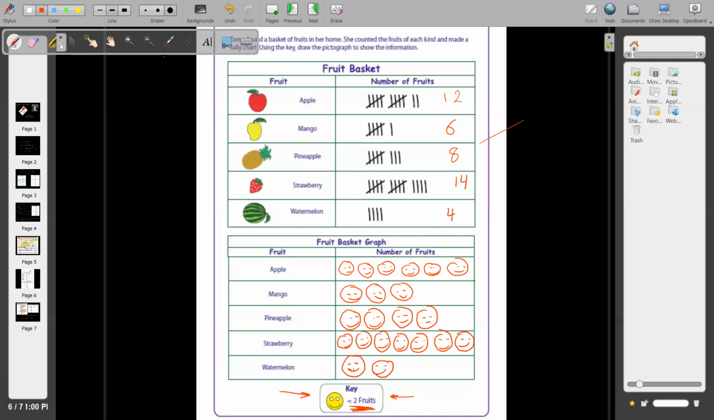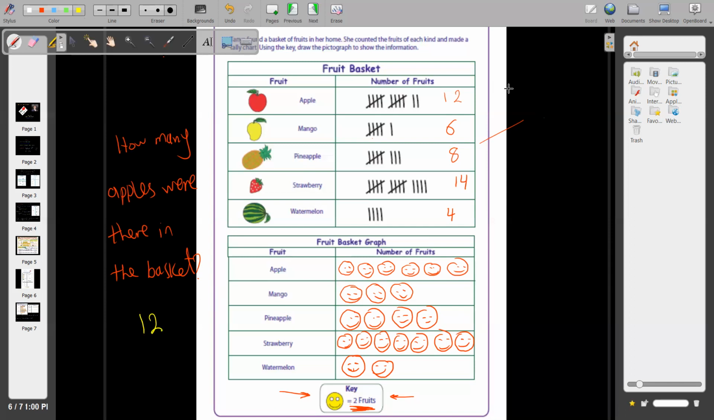Now we want to make a question. I want to write a question for this. So I ask any question about the numbers. For example, I can say, how many apples were there in the basket? How many? 12. So I answer 12.